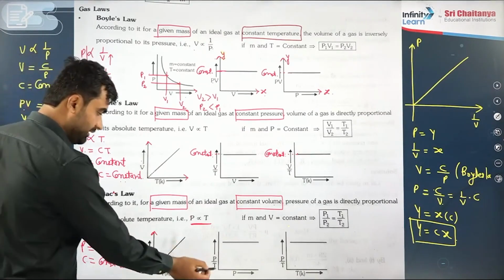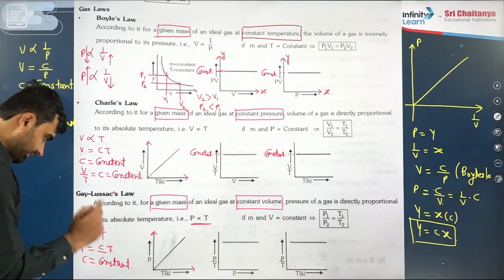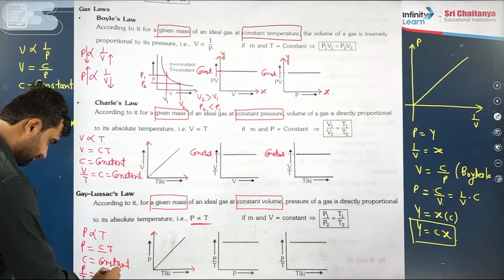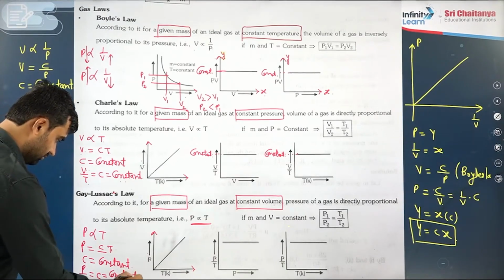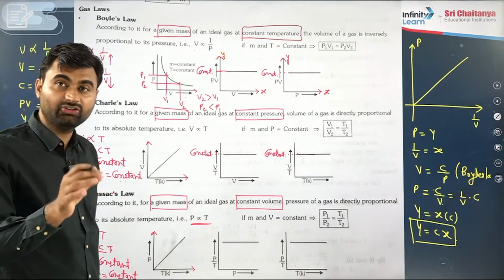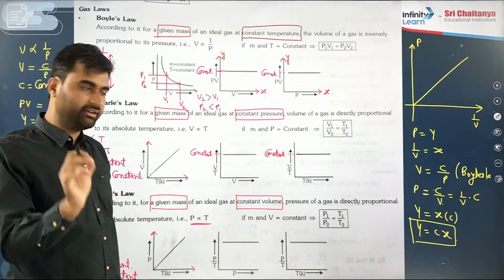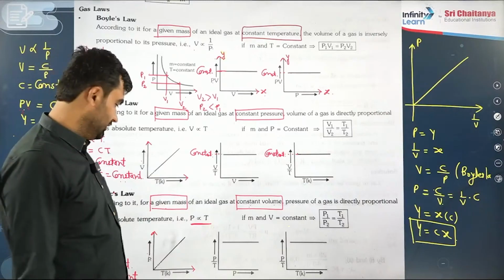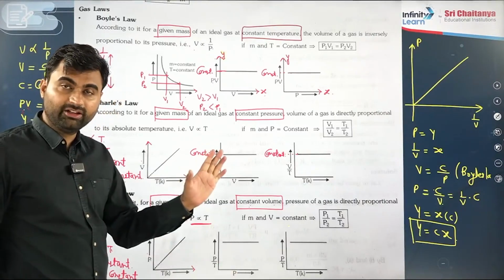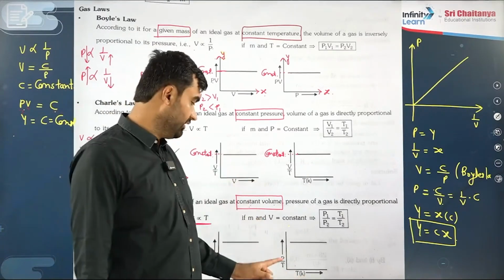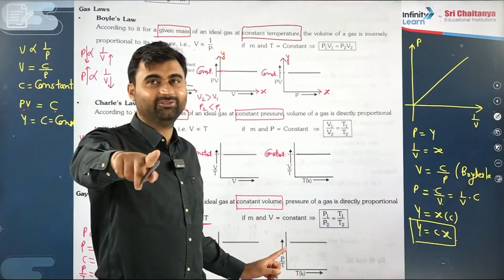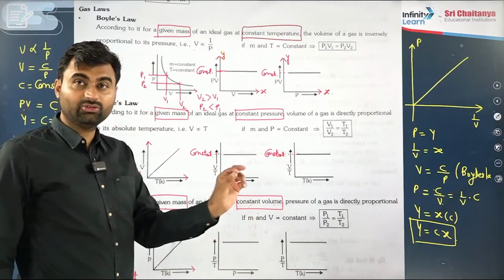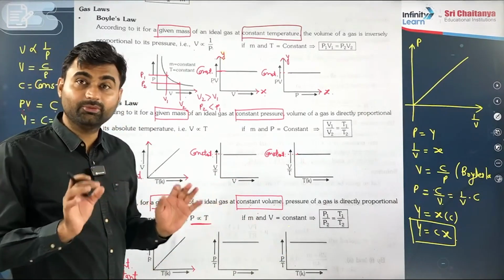Now next, P by T. We need to do one thing, divide by T on this side. So P by T is equal to C, and C is constant. This means again the ratio of pressure and temperature remains constant. Whatever you do, it is always constant if we maintain constant volume and given mass. Agree or not? So if we change pressure, then also P by T will not change. If we change temperature, then also P by T will not change. But if we change volume, then it will change, because P by T is constant only if volume is constant. If volume is not constant, then this condition is not possible.